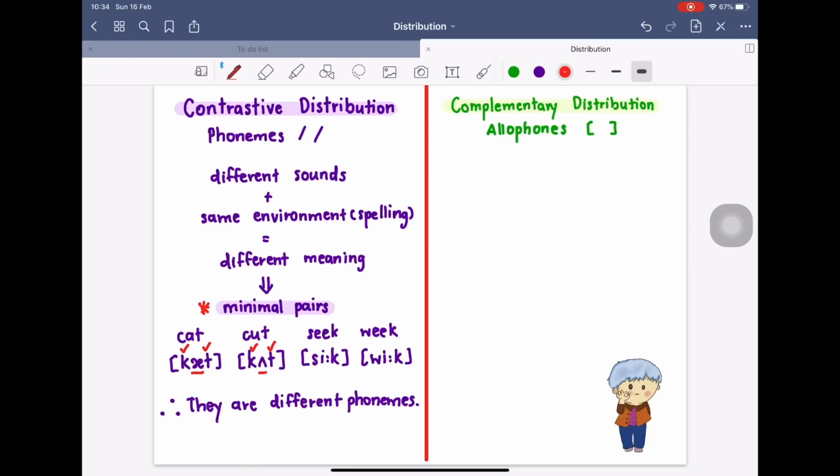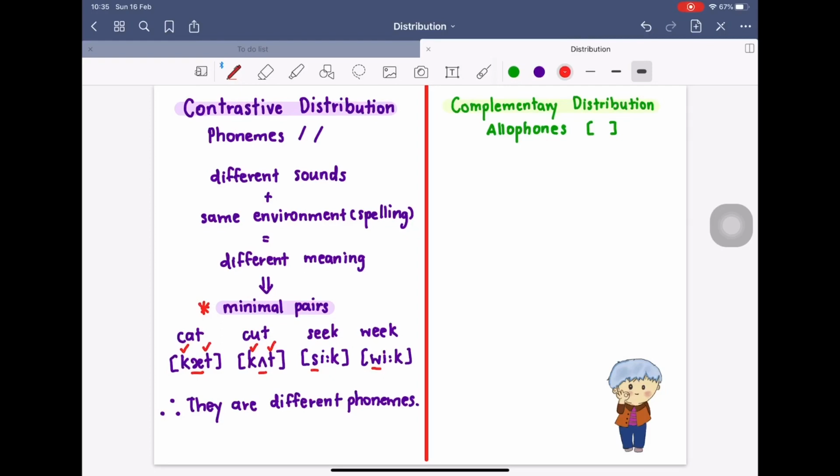Alright, once again, if you are not sure whether the sound s and the sound w are the same or different phonemes, you need to think about the minimal pairs. How can we find the minimal pairs? You need to think about the same environment, and that gives a different meaning.